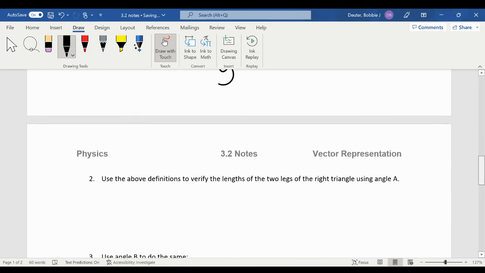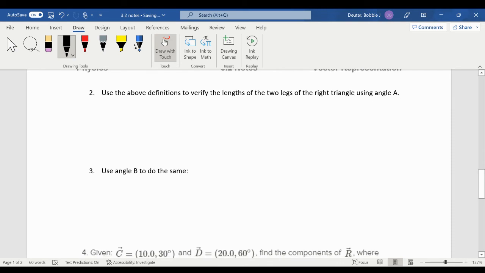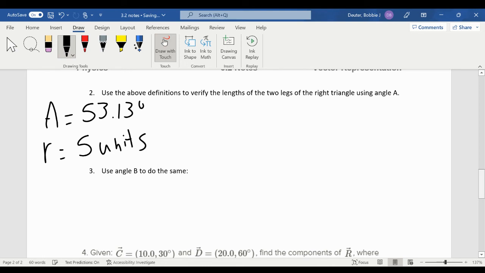So if we start working on this now, it says use the above definitions to verify the lengths of the 2 legs for the right triangle A. So we know a couple things already. A is going to be equal to 53.13 degrees. That's our angle. And we know our hypotenuse or r value is equal to 5. We don't know what the unit is, so we're just going to write units. Could be meters, could be centimeters. We're not really sure at this point.